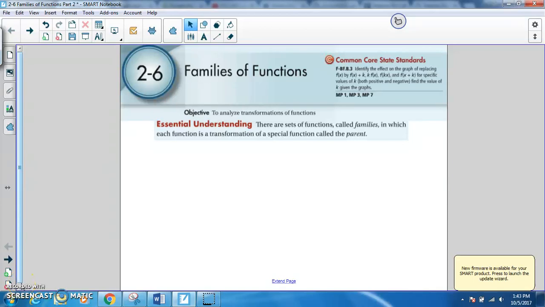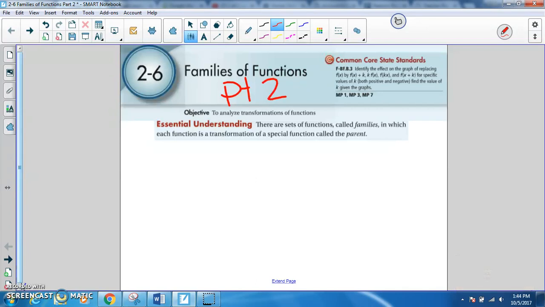Guys, today we're going to do 2-6 families of functions, part 2. Our objective will be to analyze transformations of functions, and there are many sets of functions called families which we know about, and each function is a transformation of a special function called the parent function.